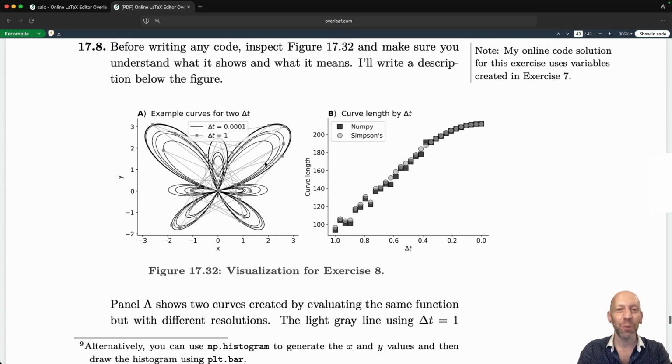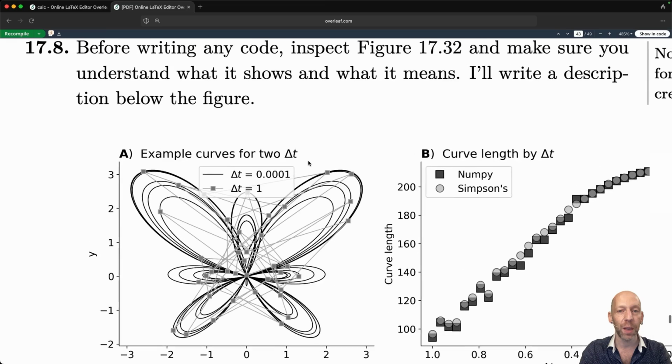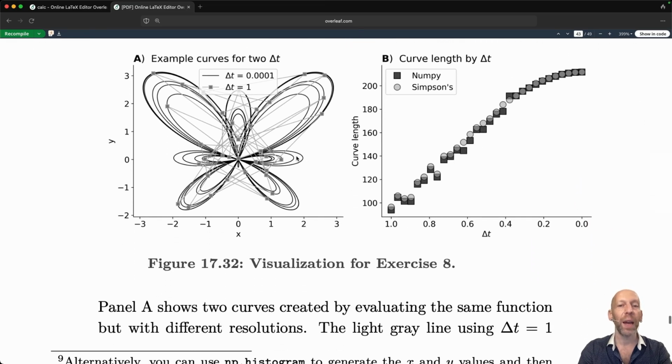Okay, so let's first walk through this figure, and then I will explain a little bit more about the details of this exercise. Let me zoom in here a bit. Okay, so panel A, you recognize the black line as the butterfly curve that you've now seen several times. The light gray line with the boxes corresponds to exactly the same parametric function, the same domain for visualization. The only difference is that with the black line, I'm using a delta t of 0.0001, and the gray line with the boxes is a delta t of 1.